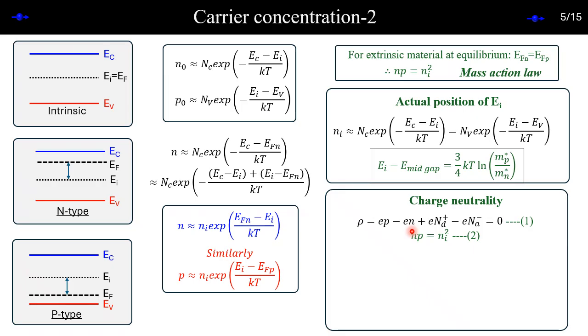So what is the net charge from the holes? E times P, where E is 1.6 times 10 raised to minus 19 coulomb. And for electrons, minus E times N, because electrons are negative. And this is the donor atom. The donor atom becomes positive, right? It donates and it becomes positive. So if I have Nd number of donor atoms, it is E times Nd, and acceptor atoms become negative.